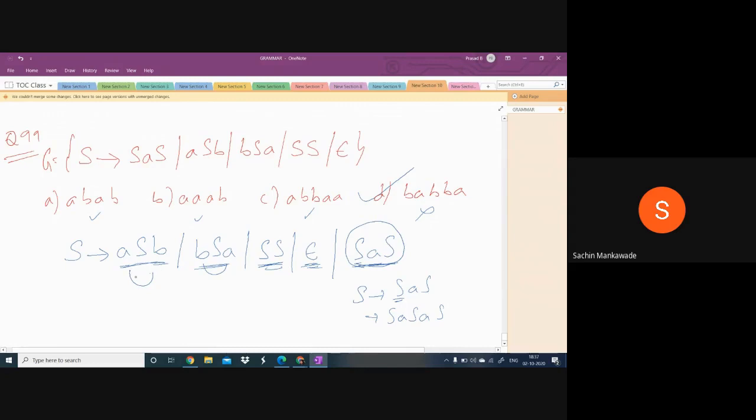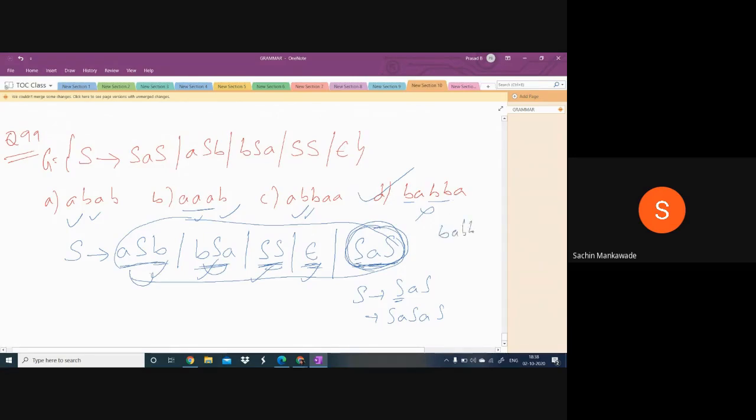However we use all these productions, the A's and B's are equal. But if you come to this one, whenever you use this production, definitely the A's will be more. So from this grammar, either the A's and B's are equal or the A's are more than the B's. Here A's and B's equal is possible. Here A's more is possible. But here the B's are 3 and A's are 2, which is never possible.